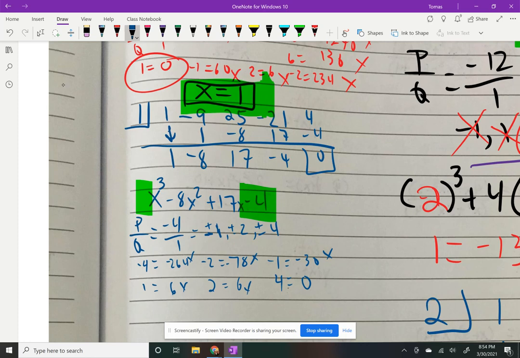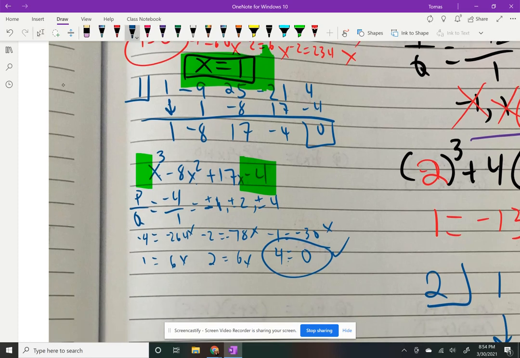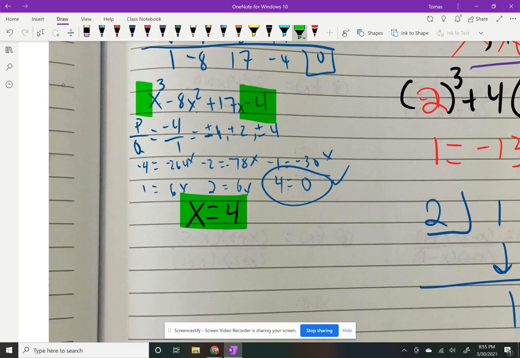So if I had plugged in 4 for x here, my result would have been 0, and that's what I want. So I just found another factor, x equals 4. Okay, just found another factor. So not only do we have x equals 1, we also now have x equals 4. So we have 2 out of the 4. So what do we do with this? Well, we use it to synthetically divide once again.